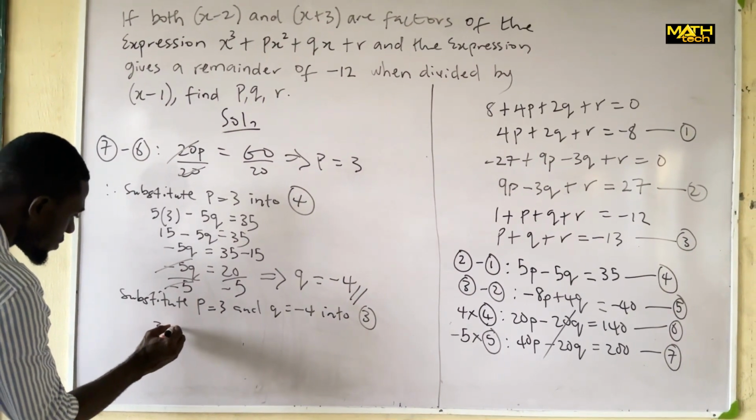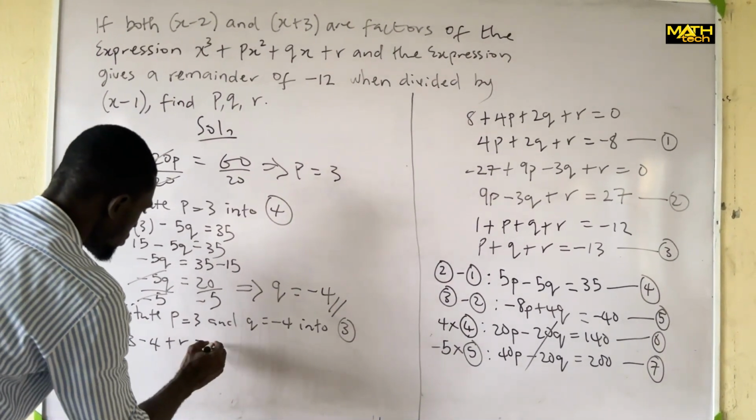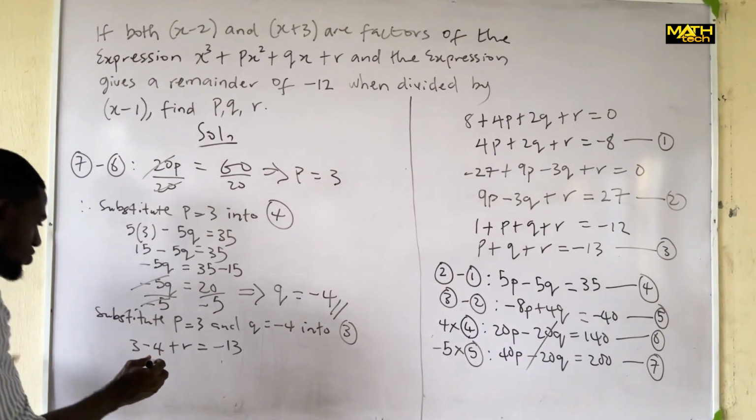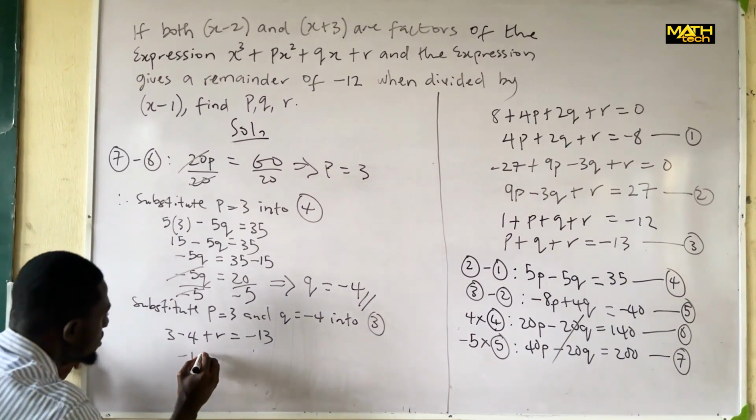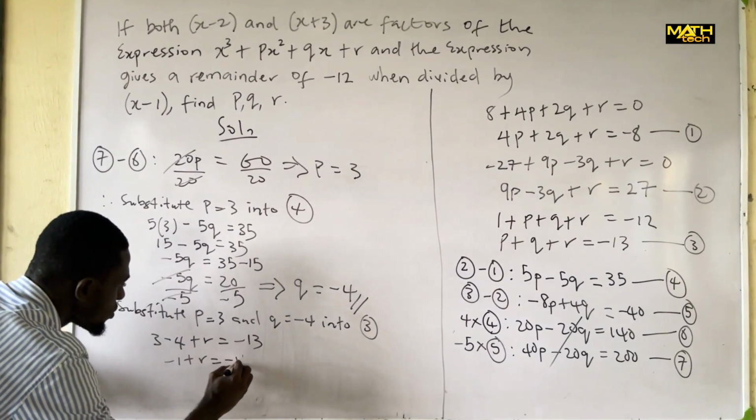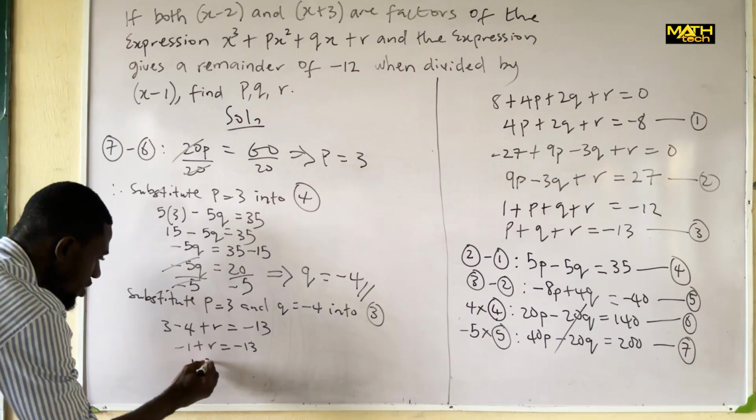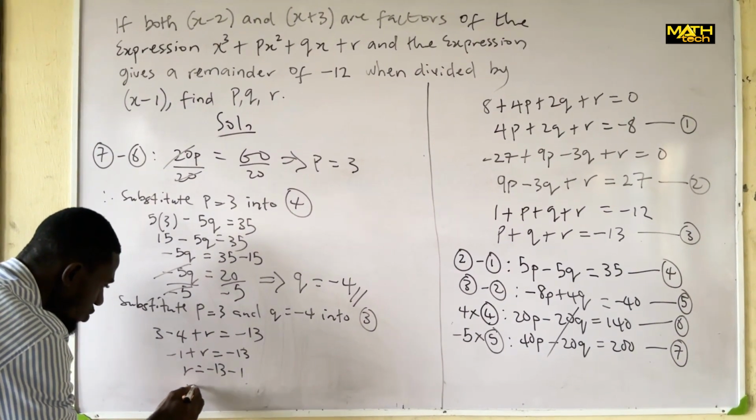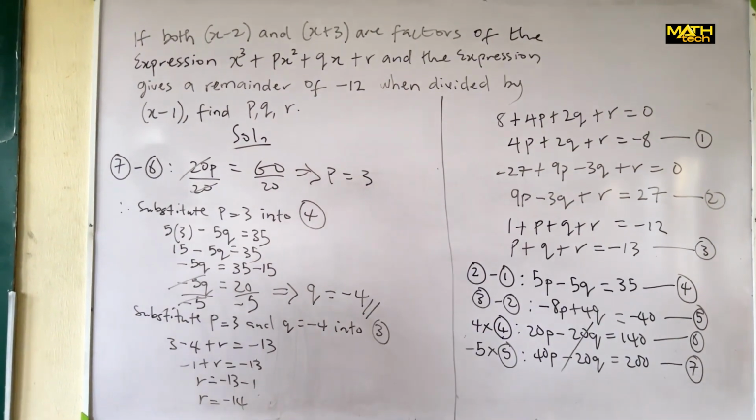So we change it to what? Minus 4 plus r equal to what? Minus 13. So this will give us minus 1. So therefore this will be minus 1 plus r equal to minus 13. So when this crosses over here, our r will be equal to minus 13 minus 1, and our r will be equal to minus 14.